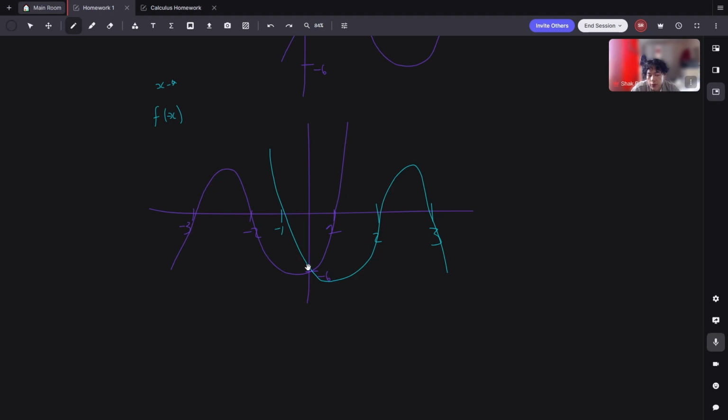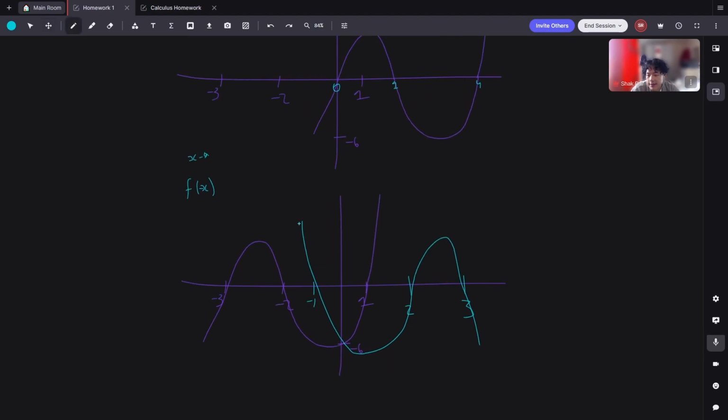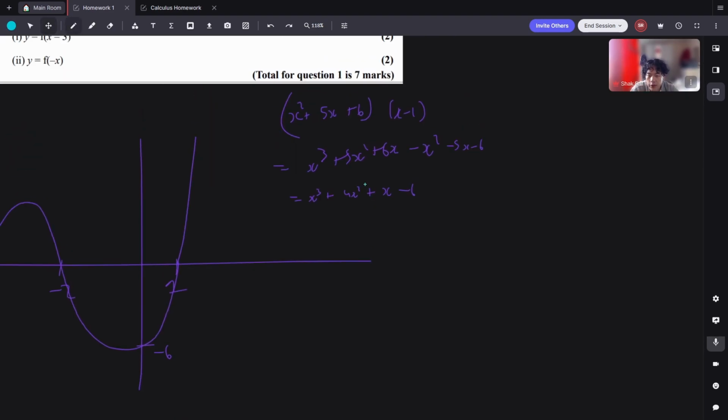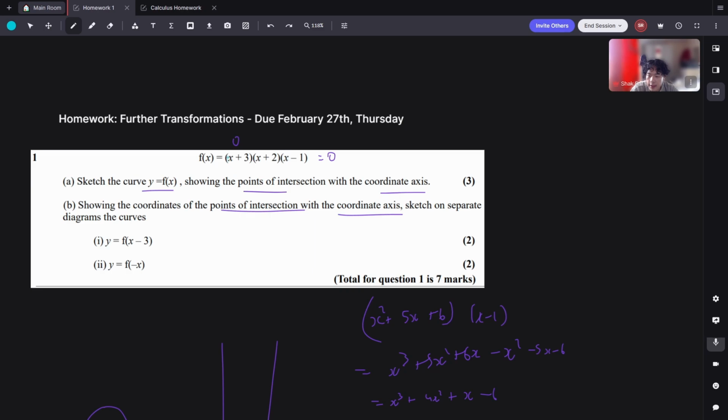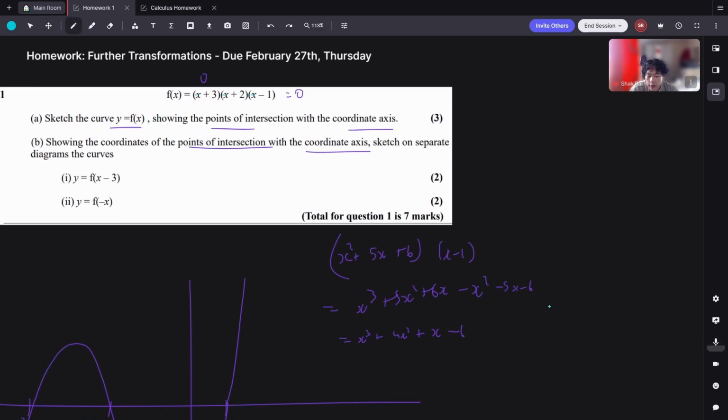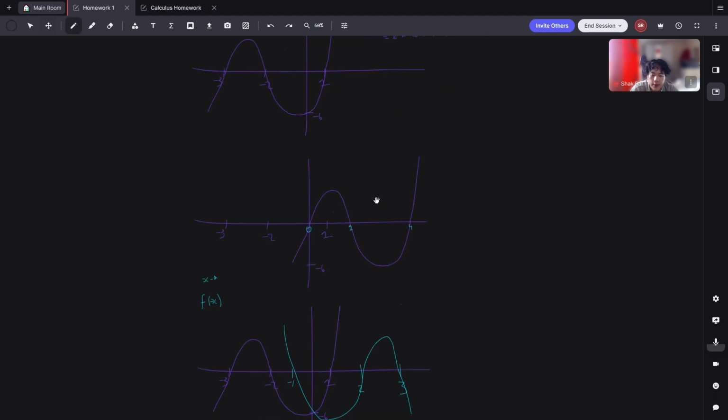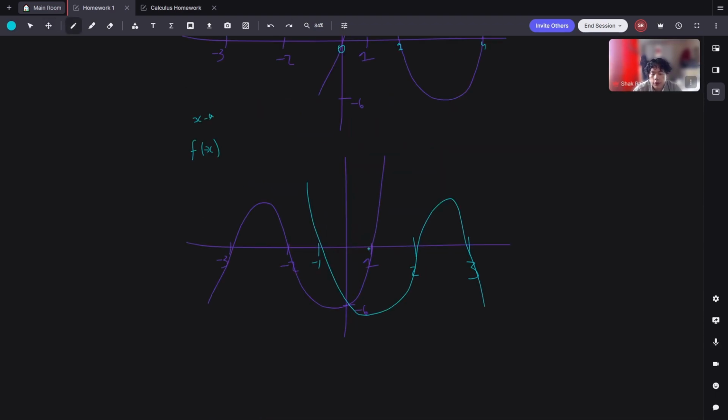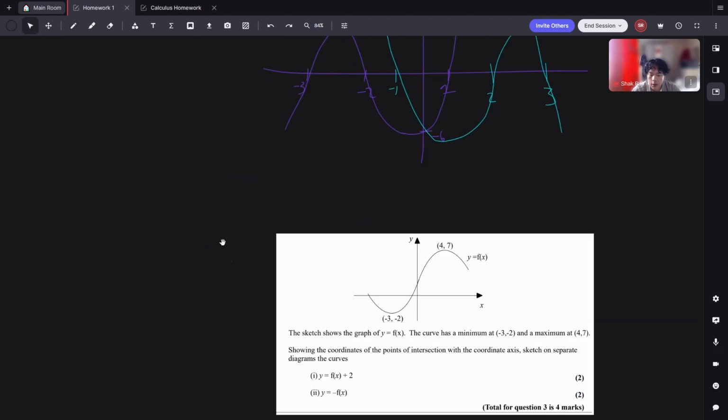As you can see, the y-intercept would actually be exactly the same thing, because all that happens is all the x's turn negative. So this x turns negative, this x turns negative, this x turns negative. But this minus 6 isn't affected by any of the x's. It's affected by minus 1 times 2 times 3, which would be minus 6. So yeah, as you can see, the y-intercept stays the same. That's it. Okay, next question.